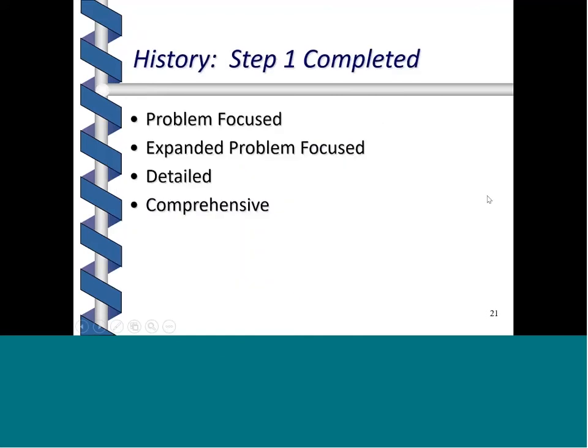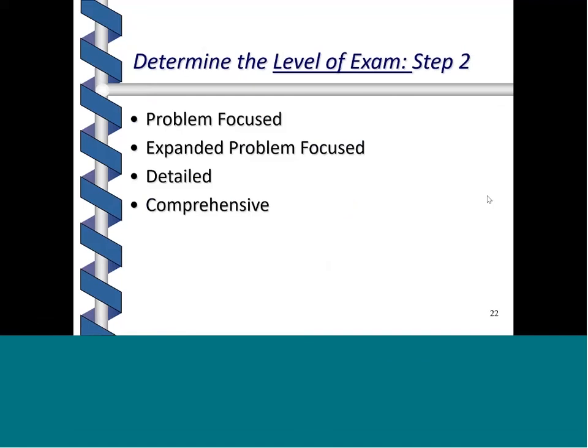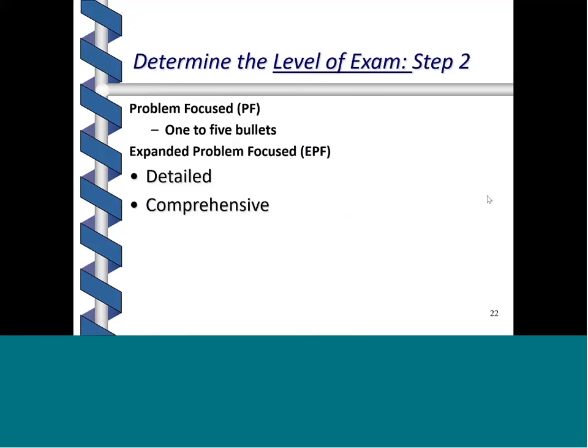Okay, that's our history. And I focus on that again because I think that the history and that initial piece is really the crux of what you do, obtaining why you're seeing the patient, and then that assessment and plan at the end. The next thing we have, step 2, is the examination. We have a problem-focused, expanded problem-focused, a detailed, and a comprehensive exam. There's 4 levels of examination.